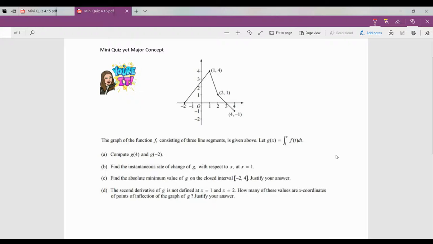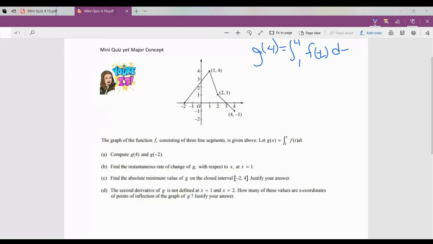Hi guys, so going through the mini quiz from 416, we have the graph of f, and then we're also given that g is the integral from 1 to x of f of t dt. So if I want to find what g of 4 is and what g of negative 2 is, I'm going to go to my graph. G of 4 is going to equal the integral from 1 to 4 of f of t dt.